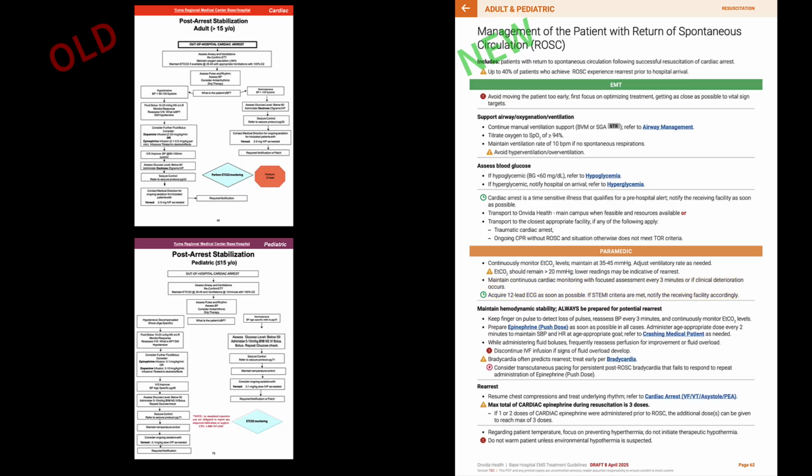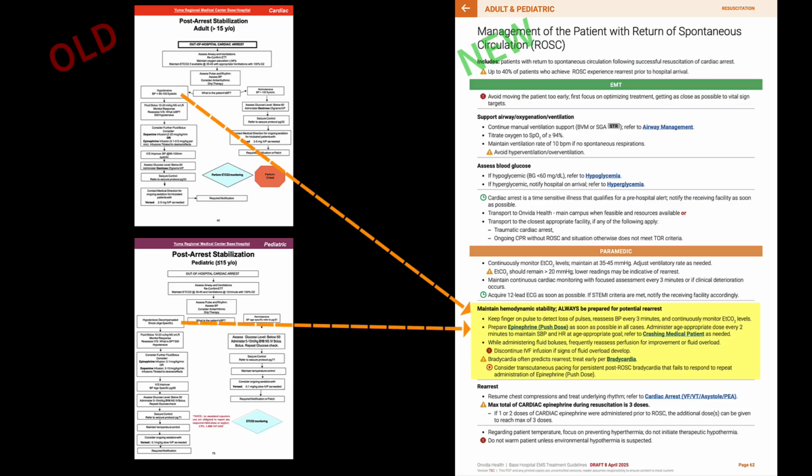The next critical action for paramedics is to address any hemodynamic stability issues. Again, we emphasize the importance of anticipating rearrest. Someone should have a finger on the pulse at all times. Have your push-dose epinephrine prepared and ready as soon as possible for every one of these situations. It's very important because this is the primary tool that you have to keep a patient from falling into the bradycardia and hypotension death spiral.